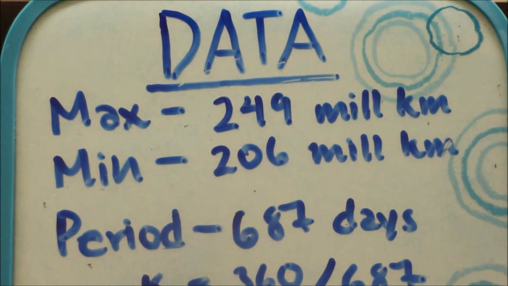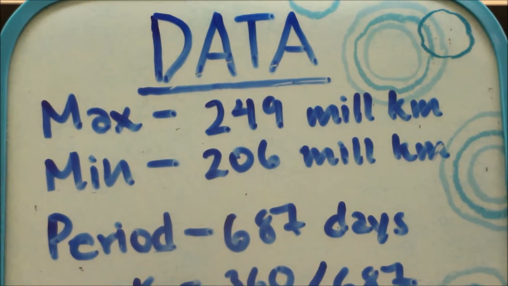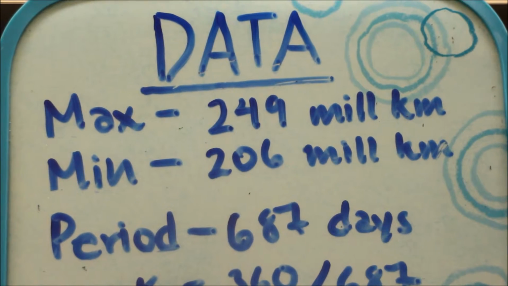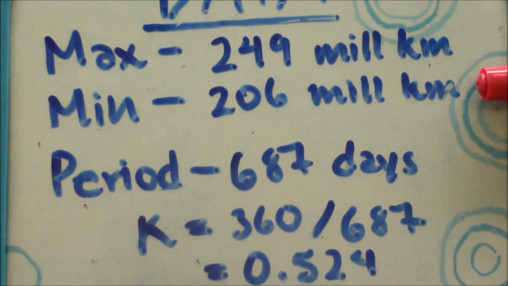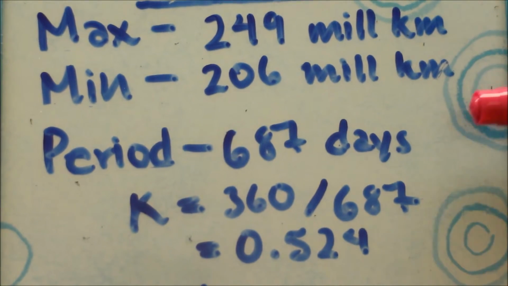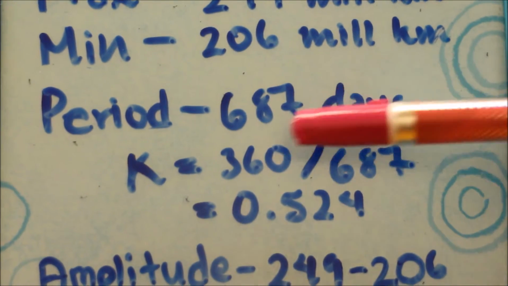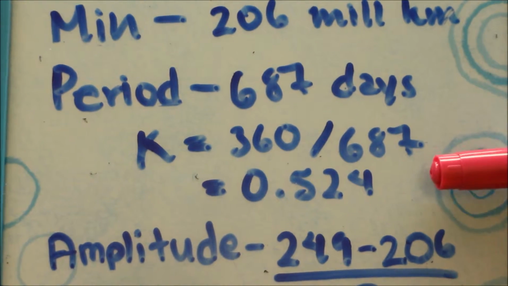Here's the data for creating the sinusoidal function representing the distance of Mars from the Sun. The maximum distance is 249 million kilometers. The minimum distance is 206 million kilometers. The period is 687 days, and the K value is 0.524.